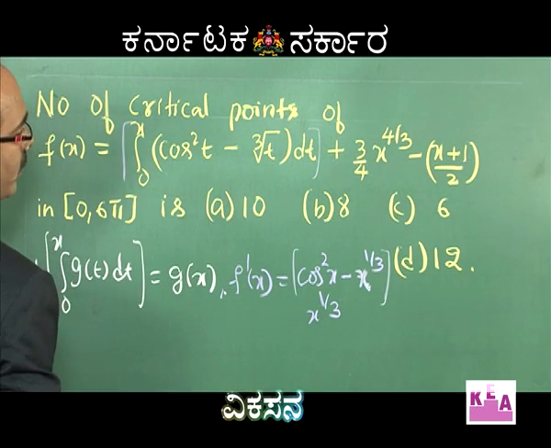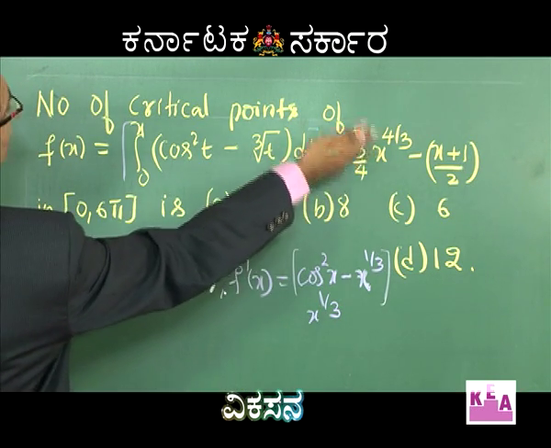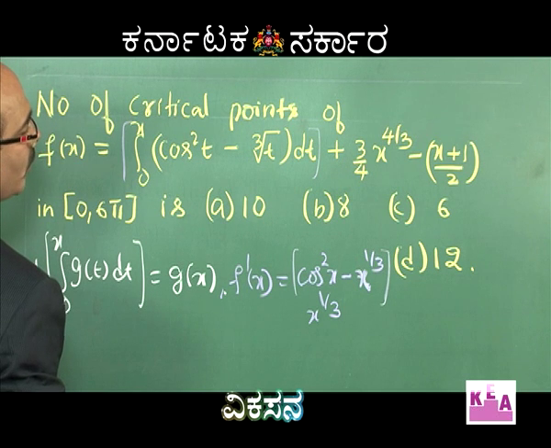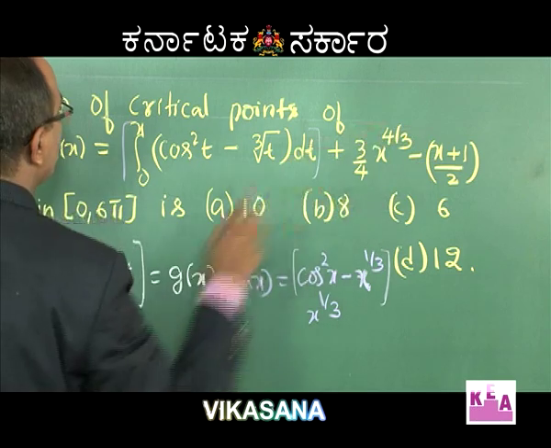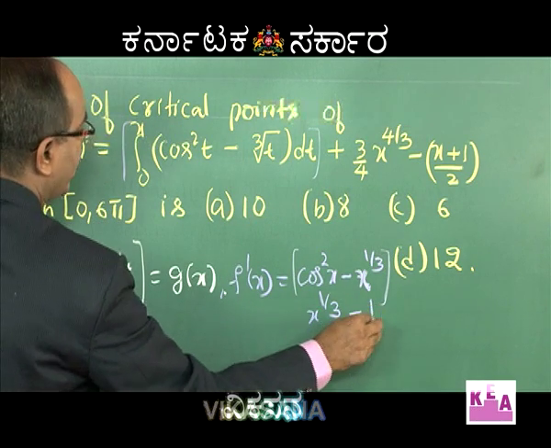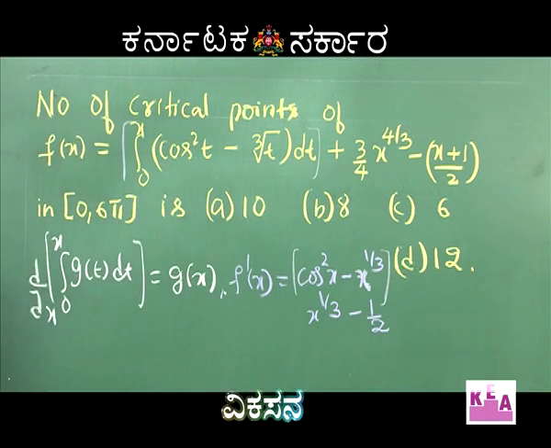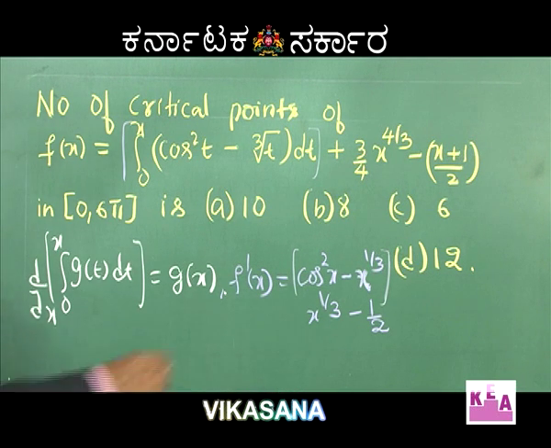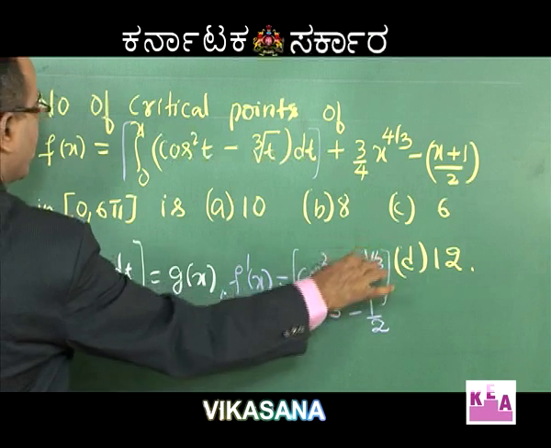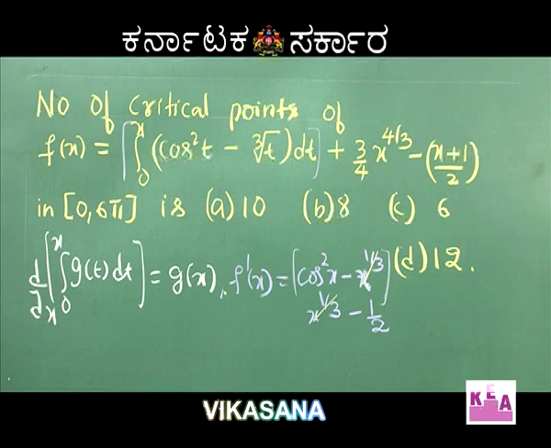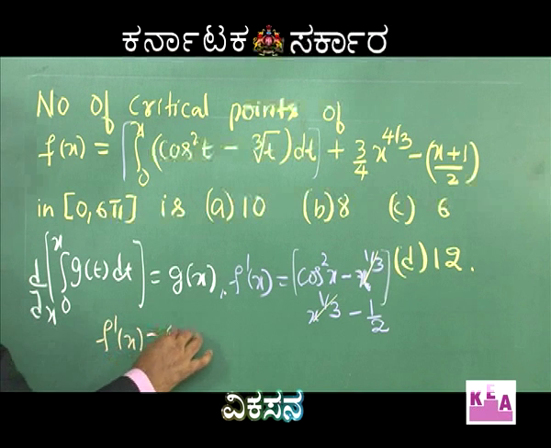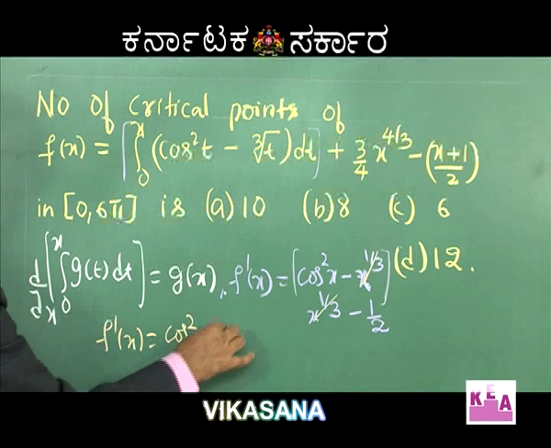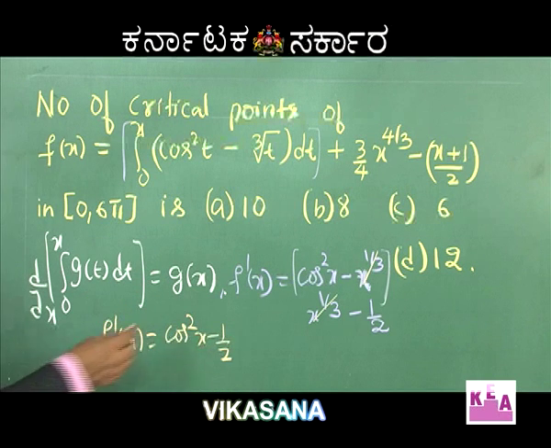Don't ask me how did you get it. 3 by 4, x power 4 by 3 into x power 4 by 3 minus 1. So 3 by 4, 4 by 3 cancels, leaving x power 1 by 3. Minus differentiation of x plus 1 by 2 is minus 1 over 2. Do you agree with me? Now, that clearly says x power 1 by 3 cancels with x power 1 by 3, leaving f dash of x is equal to cos square x minus 1 by 2. Do you agree with me?